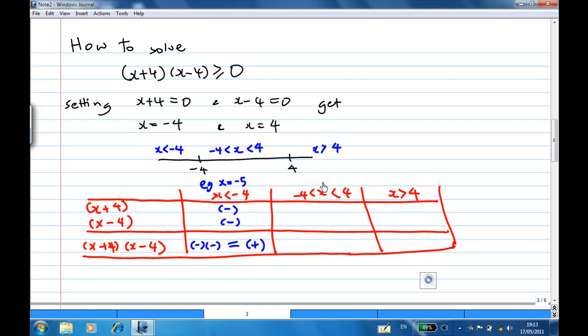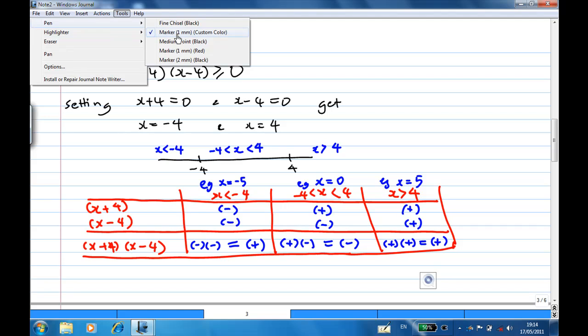Now if x is between minus 4 and 4, for example, x equal to 0, then x plus 4 will be positive, since 0 plus 4 is positive. x minus 4 will be negative, since 0 minus 4 is negative. Now, (x plus 4)(x minus 4) will be positive times negative, and will be negative. If x is more than 4, for example, x equal to 5, then x plus 4 will be positive, x minus 4 also positive. So the product will be positive times positive, and that will be positive.